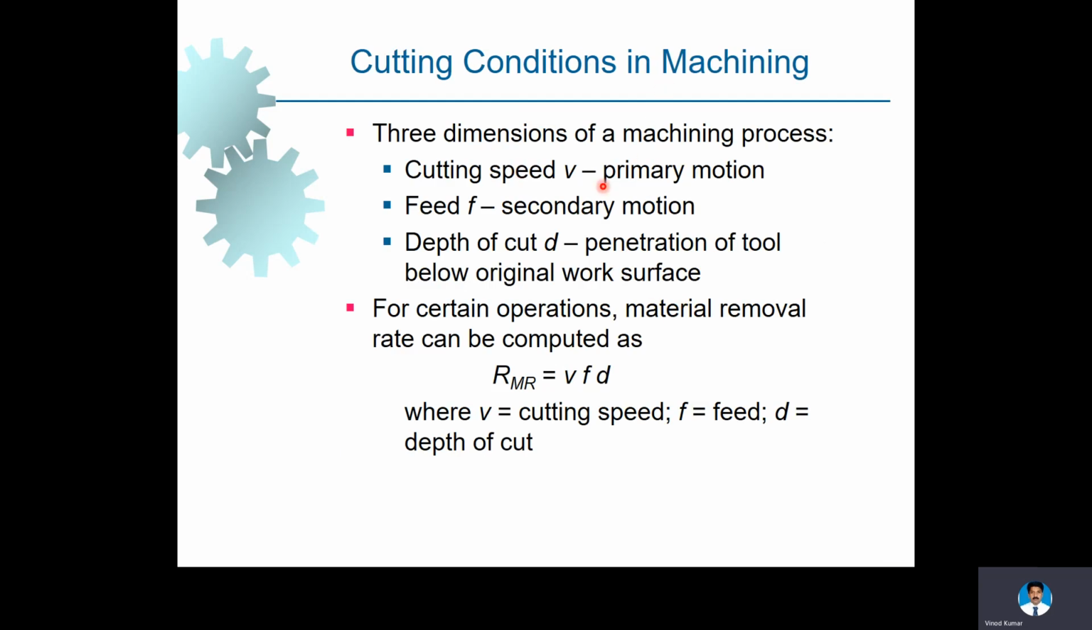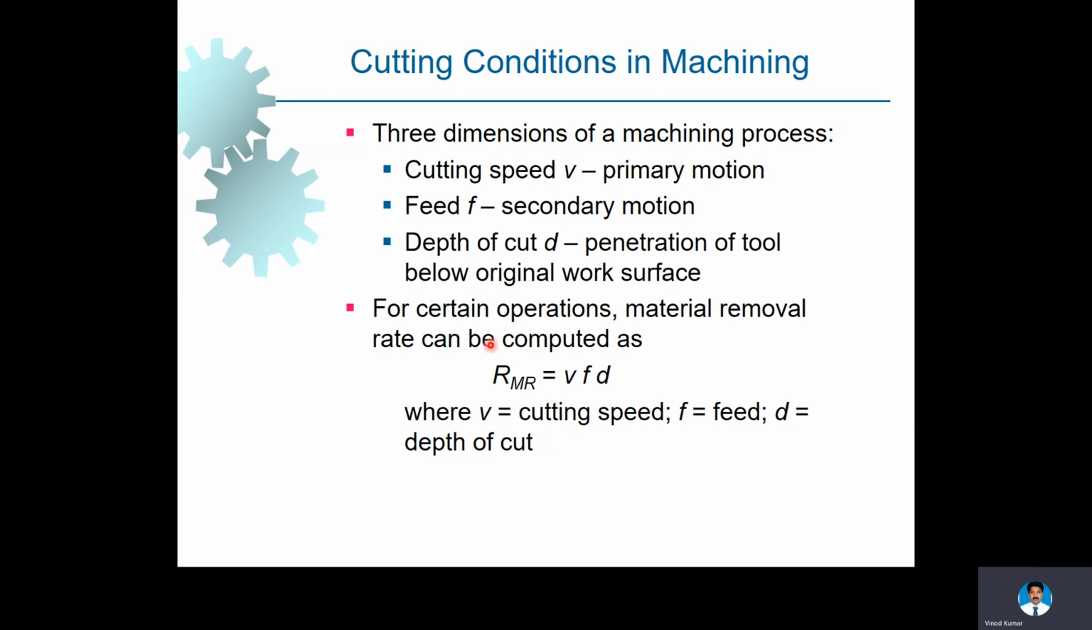What are the cutting conditions we normally use? Normally the cutting conditions in machining operations are the cutting speed, then the feed. Feed means the length along which the tool is moved. Then depth of cut, the penetration of the tool below the original work surface. So V is the cutting speed, the speed at which the workpiece is rotated in the case of turning operation. Feed is the distance traveled by the tool for every revolution. Depth of cut is the penetration of the tool below the original surface.